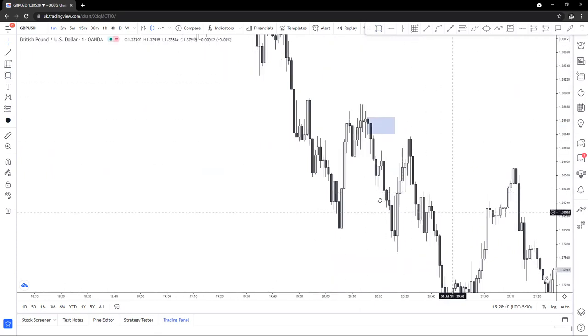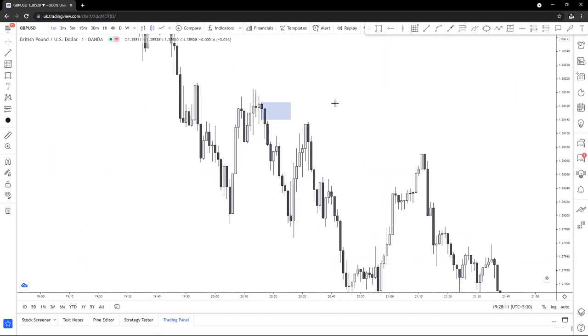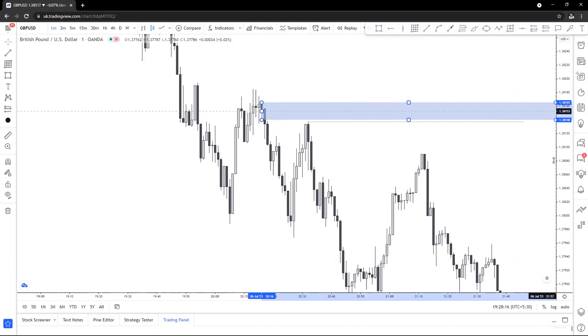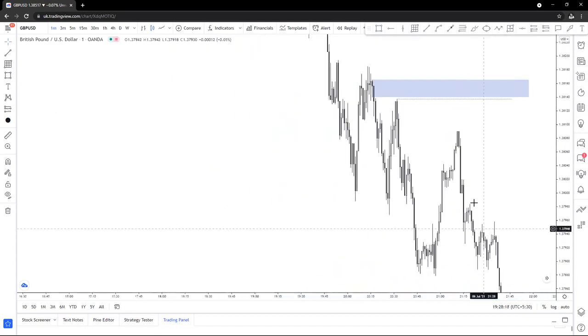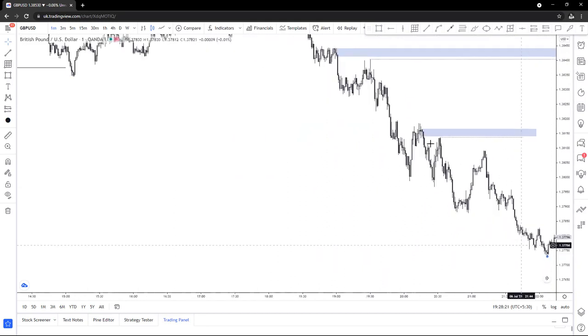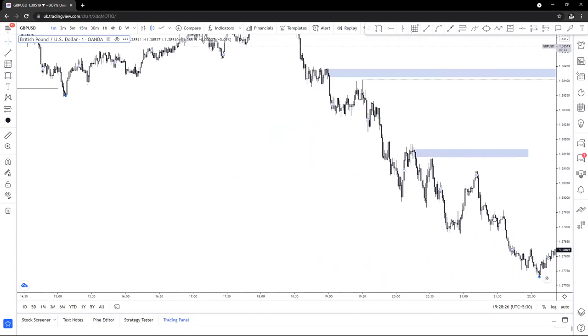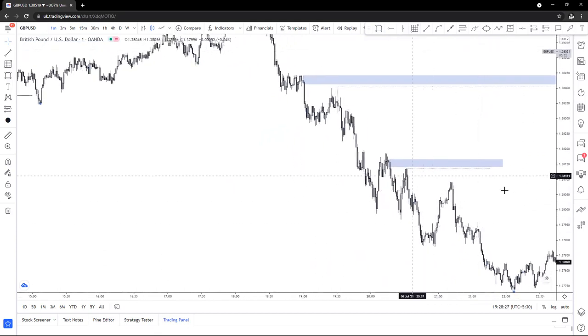Now you see that the imbalance was not filled. You see that it's not filled yet. So now this will be a good POI, a good POI because why? There was inducement. And what do I mean by inducement? Why was this a clear inducement?